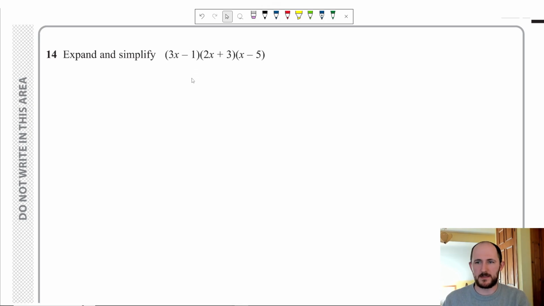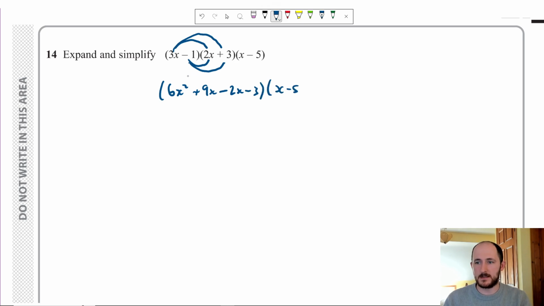But what's the method? Expand 2 at a time. So I'm going to expand these first 2 brackets first. So 3x times 2x, 3 times 2 is 6, x times x is x squared. 3x times 3, 9x. Minus 1 times 2x, minus 2x, minus 1 times 3, minus 3. Remember, it's 3 marks, so you have 3 minutes. So take your time. 180 seconds is a long time. Then I would simplify.